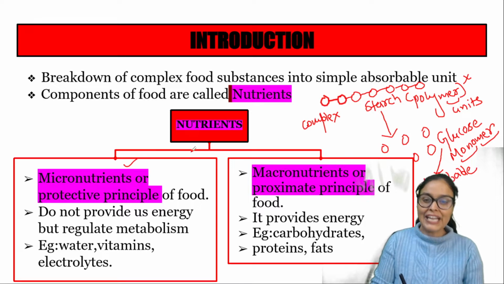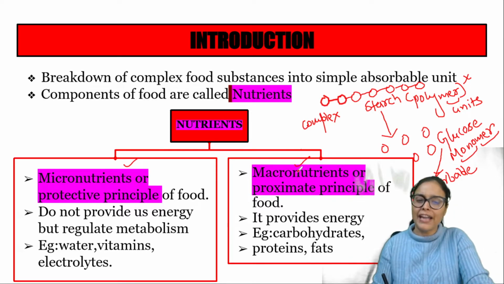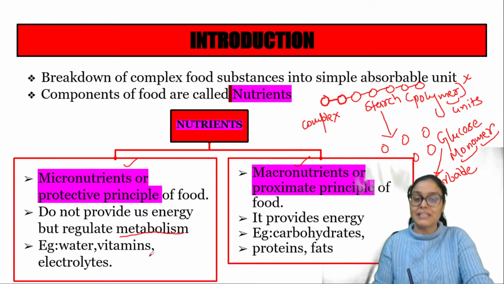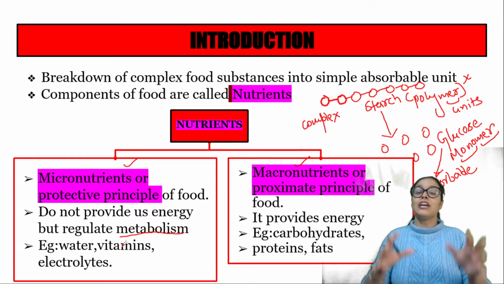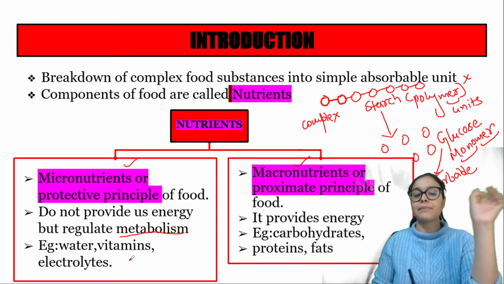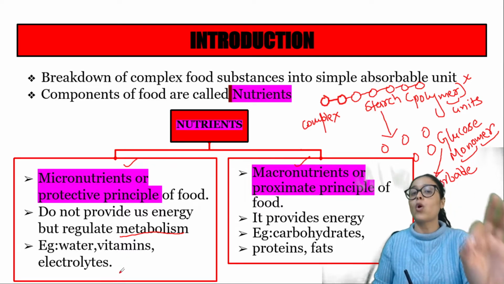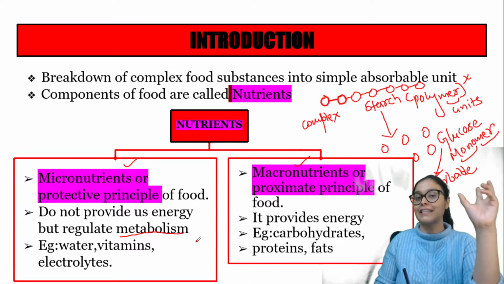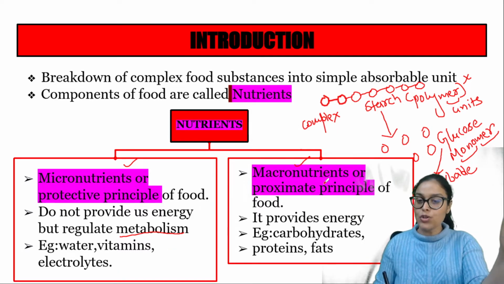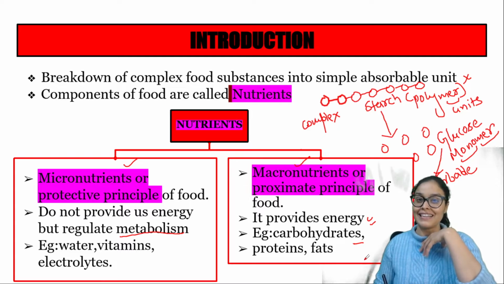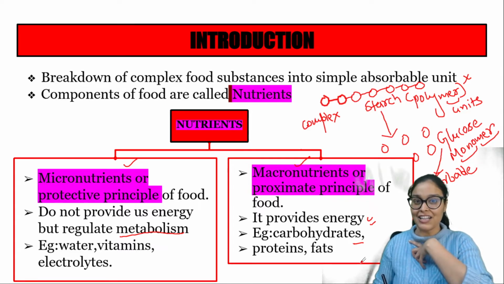Yes, micro and macronutrients. Micronutrients don't provide us energy, but they regulate metabolism, meaning chemical reactions. Whatever chemical reactions are happening, they regulate them. Water, vitamins, electrolytes, meaning ions, are required for metabolism. All these things are required for every reaction in the body. And macronutrients are required in huge amounts and provide us energy, like carbohydrate we get from chapati and rice. You eat starch daily.